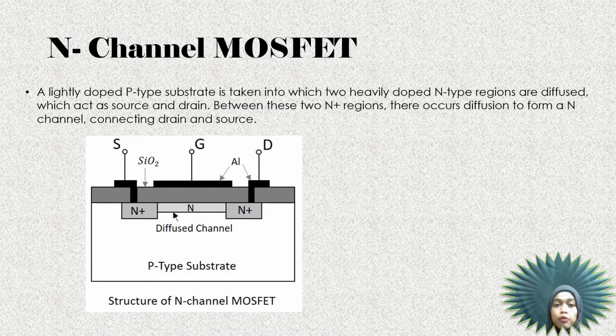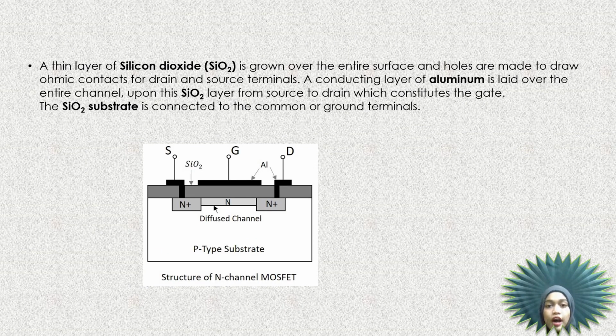In an N-channel MOSFET, a lightly doped P-type substrate is taken, into which two heavily doped N-type regions are diffused, which act as source and drain. Between these two N-plus regions, diffusion occurs to form an N-channel, connecting drain and source. A thin layer of silicon dioxide is grown over the entire surface and holes are made to draw ohmic contacts for the drain and the source terminal.